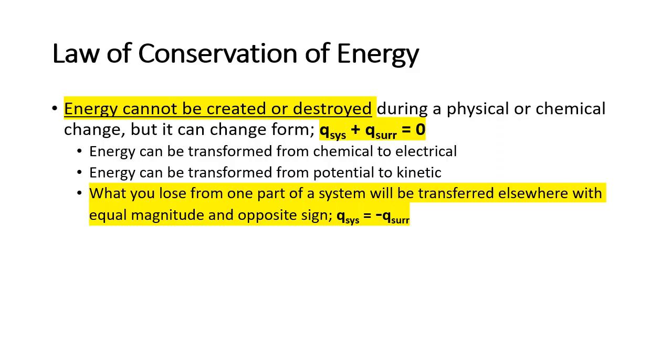This brings us to the law of conservation of energy, which is sometimes called the first law of thermodynamics. There are different iterations of this law depending on the application that you're using. The one that we're going to use for calorimetry is as follows. Energy cannot be created or destroyed during a physical or chemical change, but it can change form. So q system, q being heat, plus q surroundings is equal to 0. Meaning nothing changed overall.